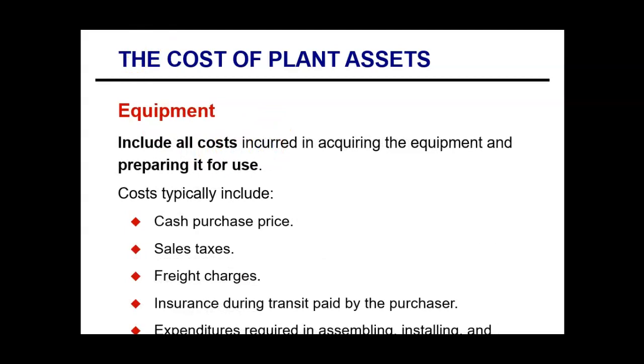Equipment, again, the same rule, all costs incurred in order to acquire the equipment and get it ready to be used. Those costs will include the purchase price, sales tax, any freight charge, insurance during transit, assembling costs, installing, testing. The key is any cost to get the equipment ready to be used will be included in the equipment account. So all of these costs will be capitalized, meaning they're going to be included in the actual equipment asset account.